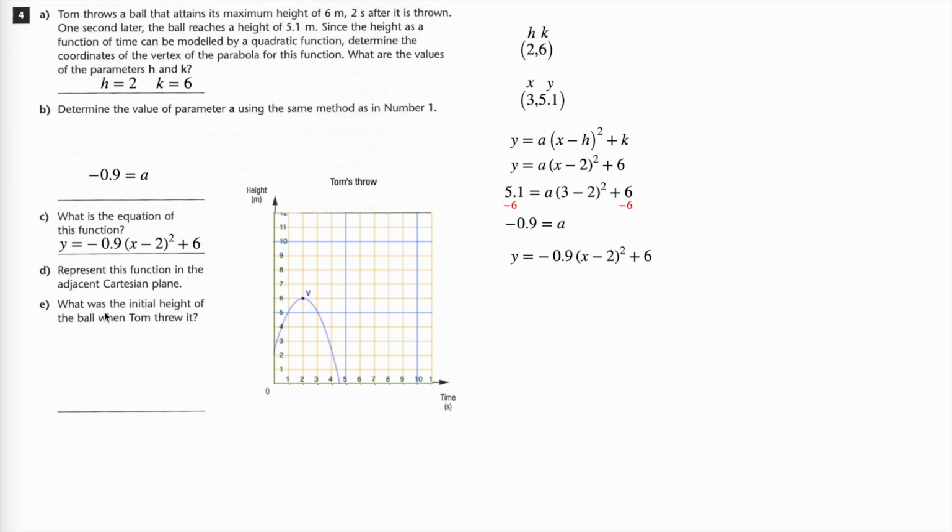What was the initial value of the ball when Tom threw it? Replace the x with 0 and solve for y. Minus 2 squared is 4. 4 times negative 0.9 is negative 3.6 plus the 6 gives us 2.4. Our initial value is 2.4, and y is equal to 2.4 is our initial value.